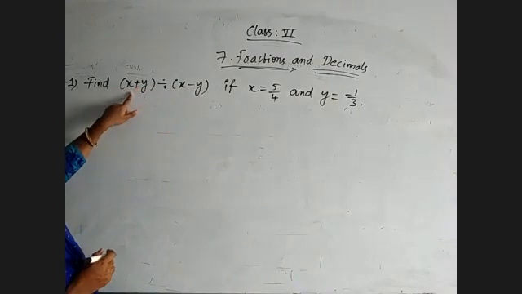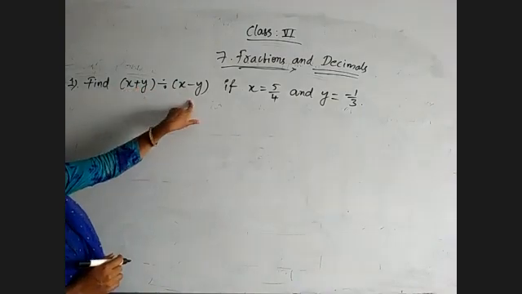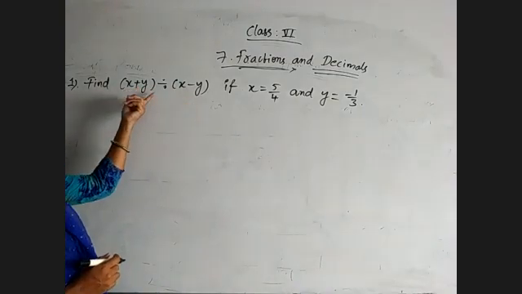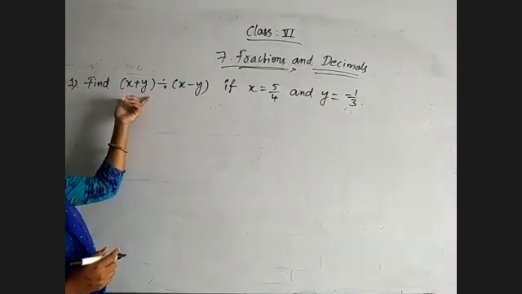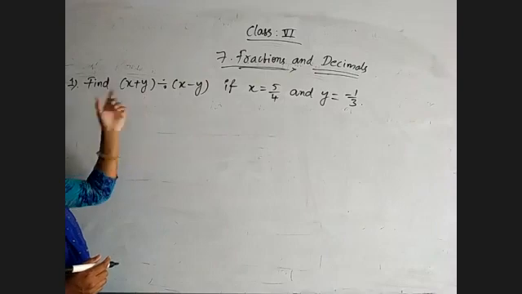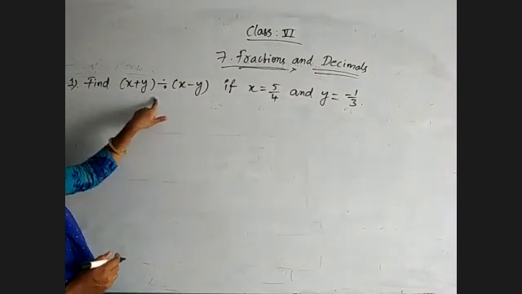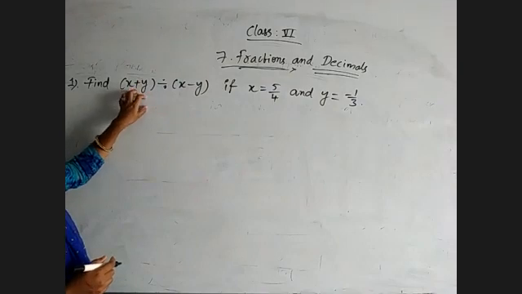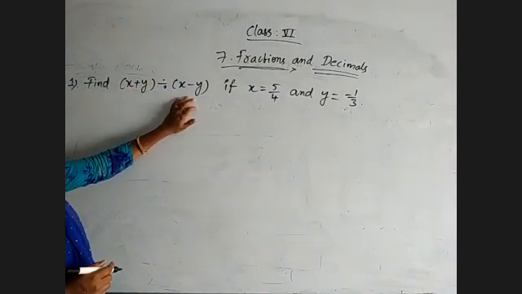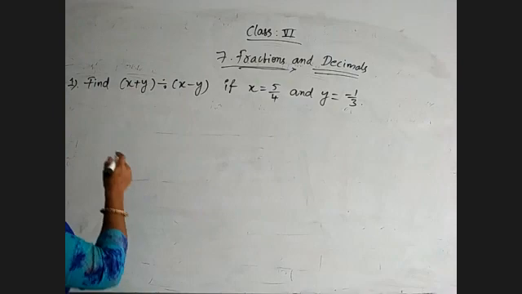So first of all, find out what is x plus y and what is x minus y, because they are in brackets. So first we need to simplify the brackets. Whatever is there in the brackets, that one we need to simplify. In this expression, we have x plus y in one bracket and x minus y in another bracket. So find that out first.